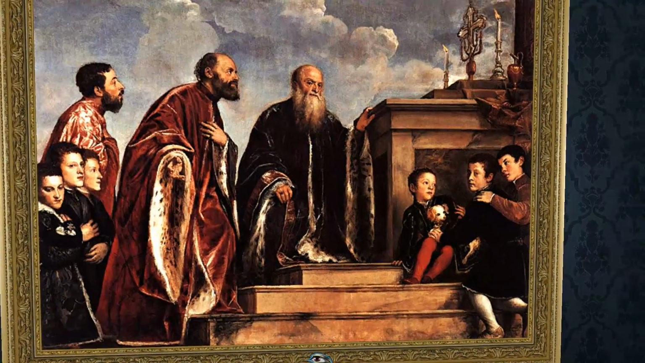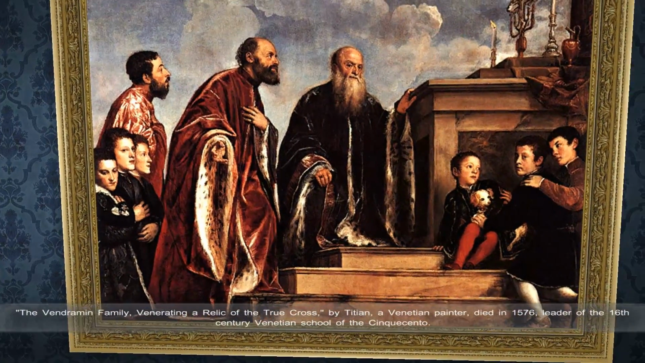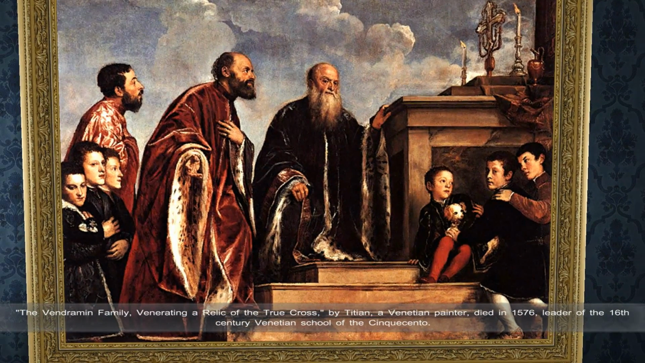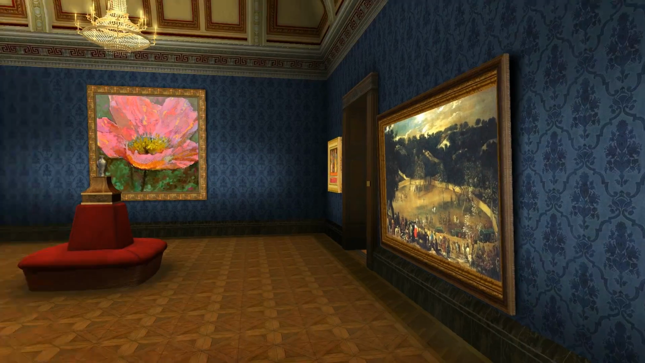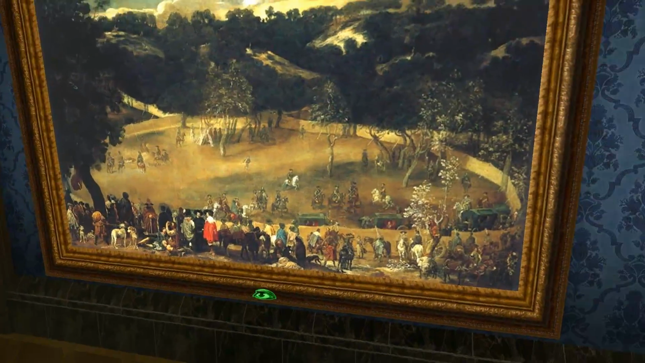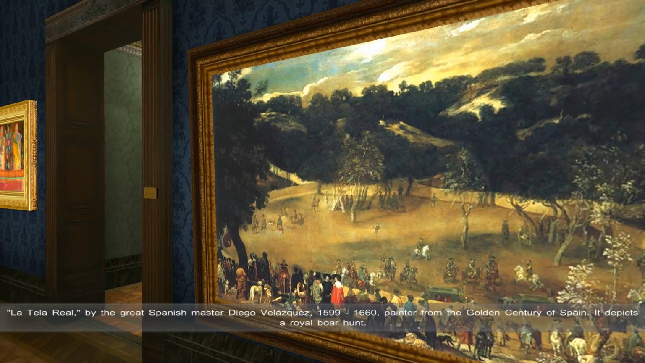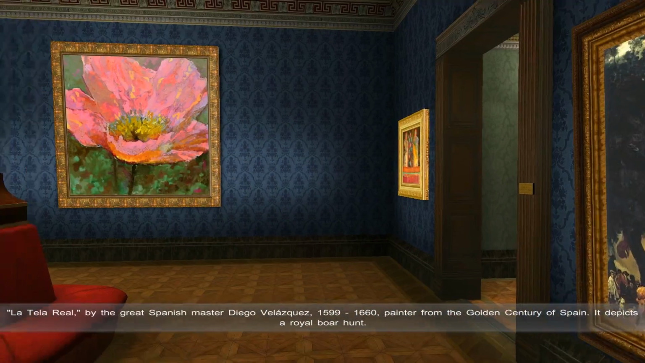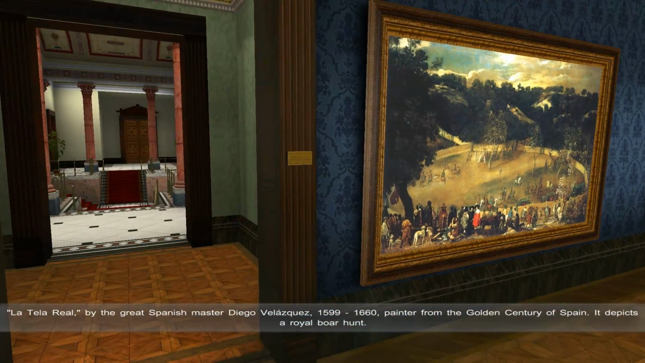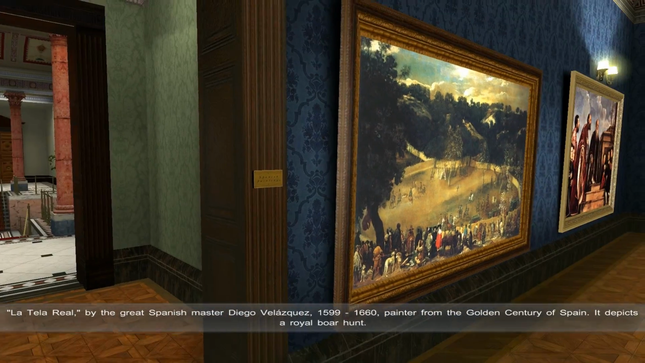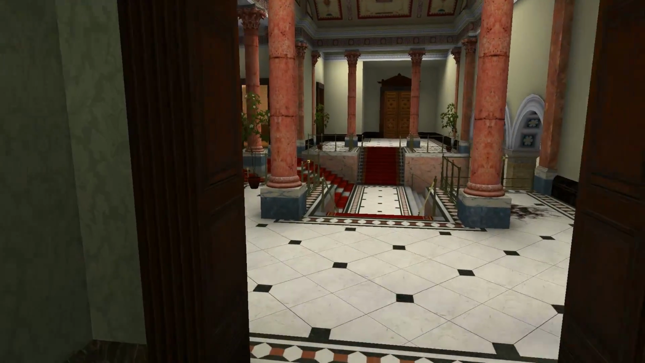Right, you're gonna be. The Vendramin family venerate a relic of the True Cross by Titian, a Venetian painter, died in 1576, leader of the 16th century Venetian school of the Cinquecento. Cinquecento, something to do with fives. La Tela Real by the great Spanish master Diego Velázquez, 1599 to 1660, painted from the golden century of Spain. It depicts a royal boar hunt.